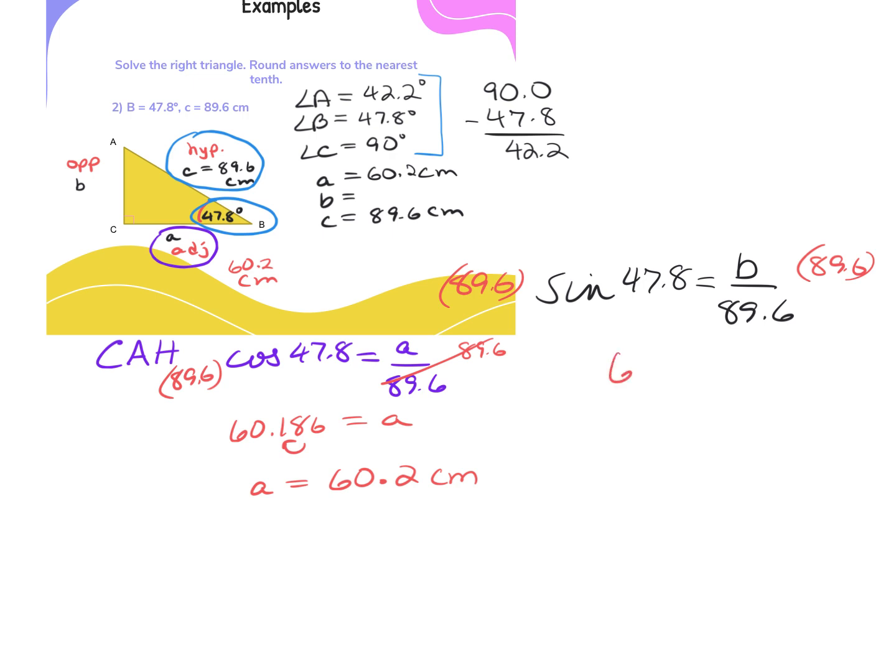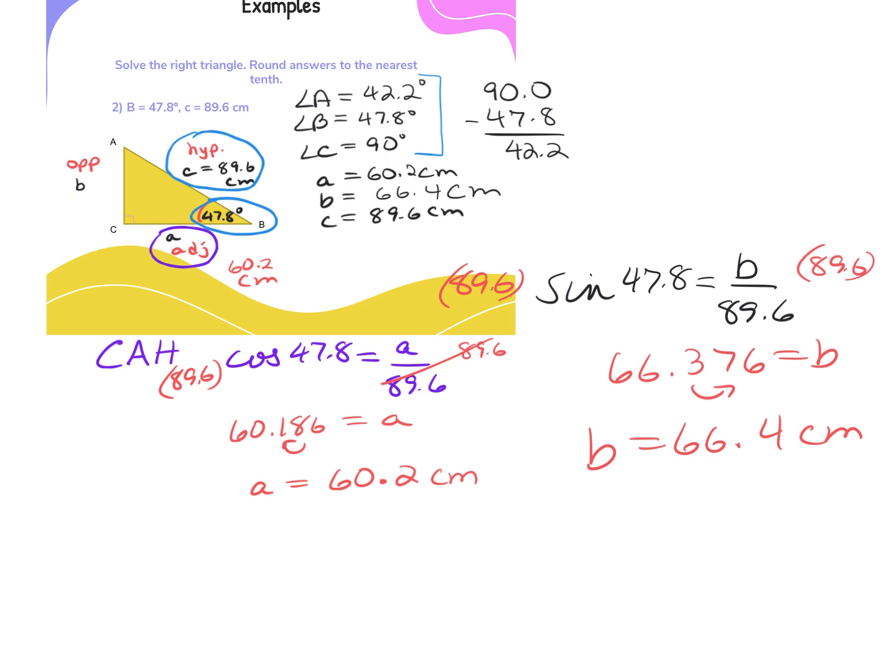You should be getting 66.376. Round to the tenths place. The 7 tells the 3 to round up. So B is equal to 66.4 centimeters. So I have solved the triangle. I now have all three side lengths and all three angle measures.